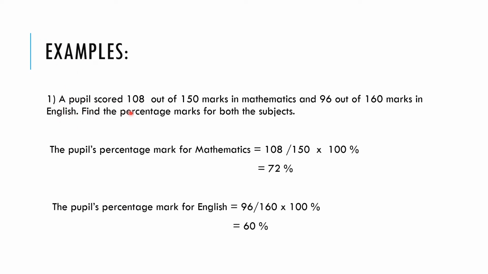A pupil scored 108 out of 150 marks in mathematics and 96 out of 160 marks in English. Find the percentage marks for both the subjects. Now the pupil's percentage marks for maths is equal to 108 over 150 into 100%. That turns out to be 72%. And the pupil's percentage marks for English is equal to 96 divided by 160 into 100%, that is 60%.